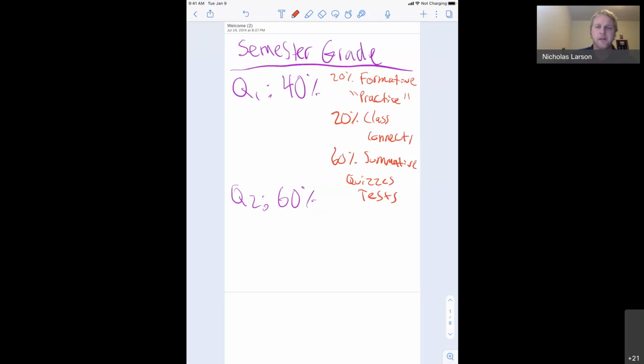And then it's really similar for second quarter. There's just one slight difference. Again, 20% formative, 20% class connect. Okay, and then the difference is that summative is only worth 50%, and then we have a semester final that's worth 10%. So that's the slight difference between quarter one and quarter two.